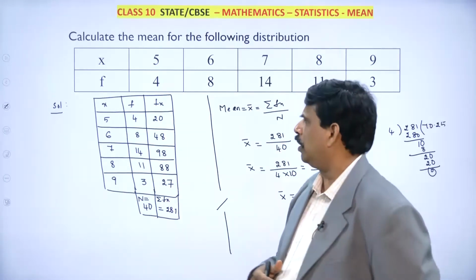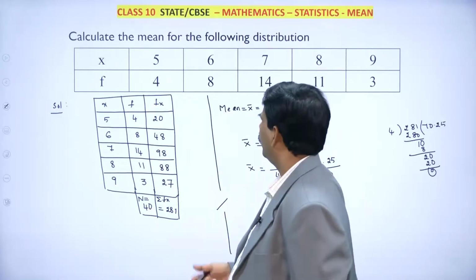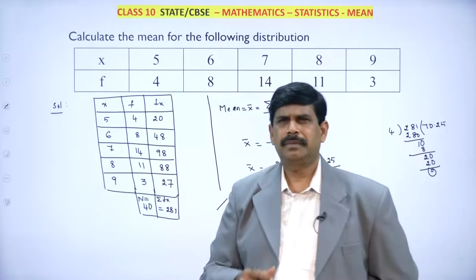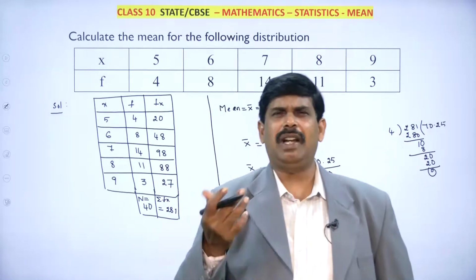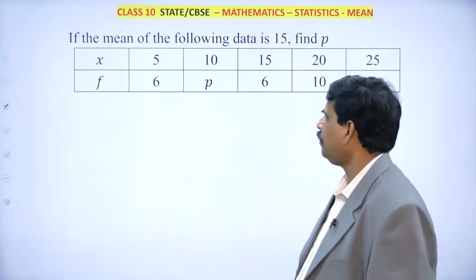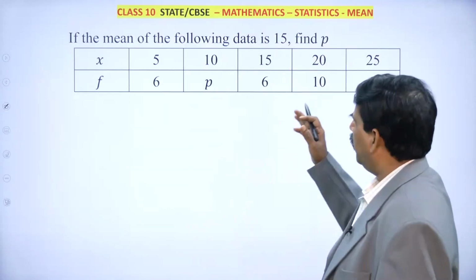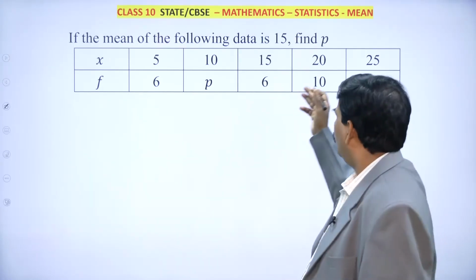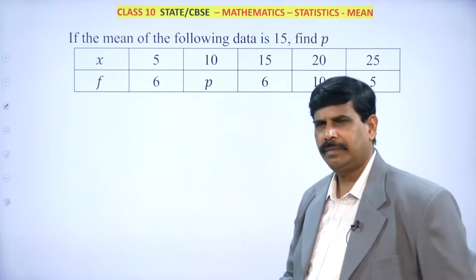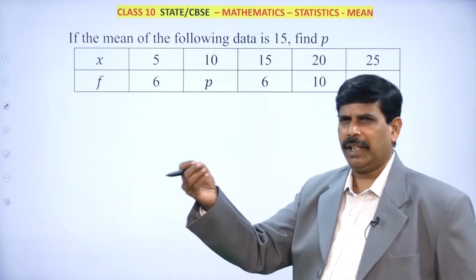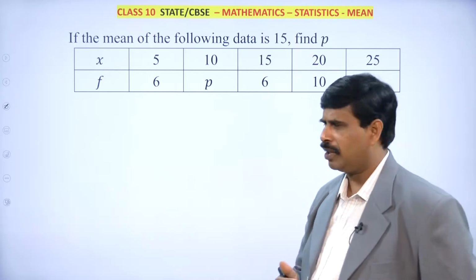Sometimes what they will do children, they will give the mean. One of the frequency they will miss, and they will ask you to find it. Let us see what is this. If the median of the following data is 15, find the value of P. Same as what we have just expected, one of the frequency is missed.